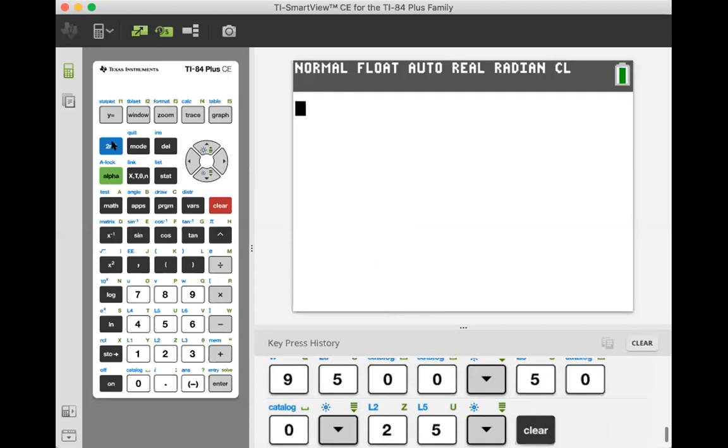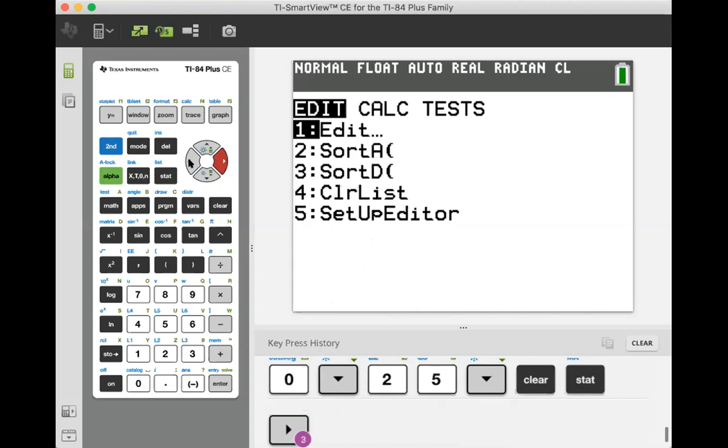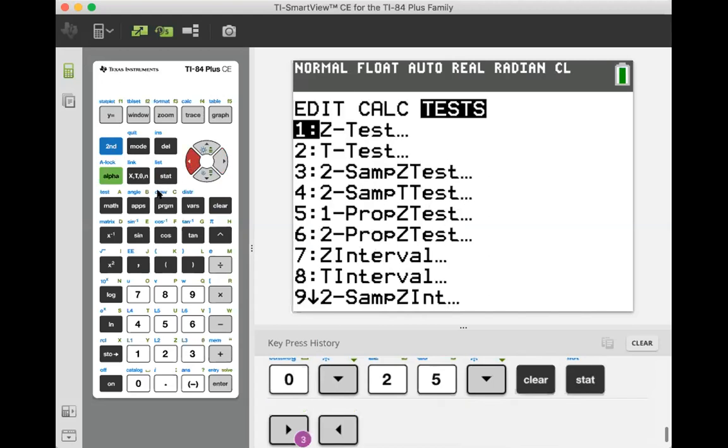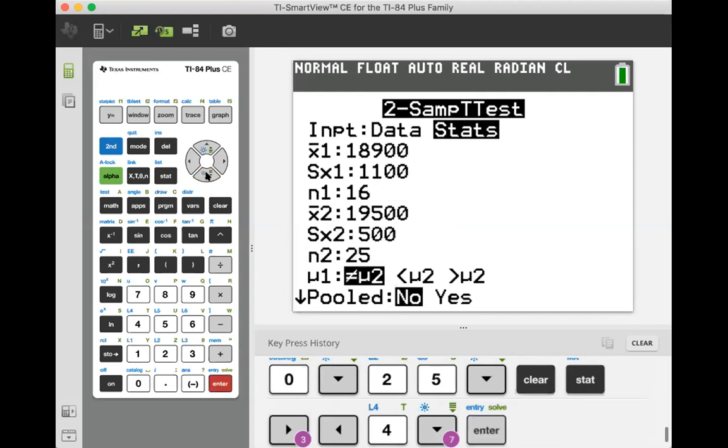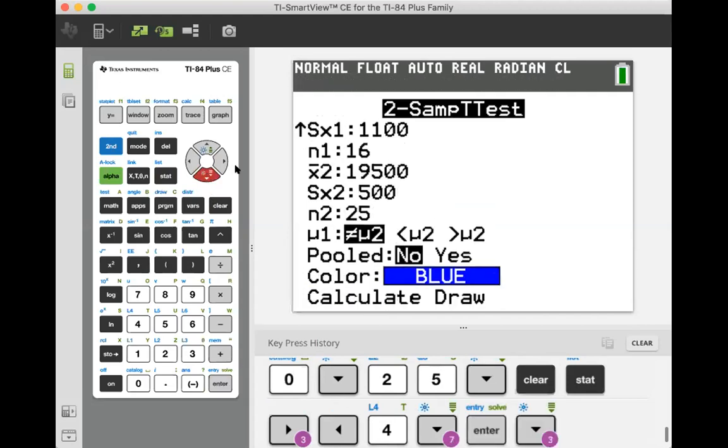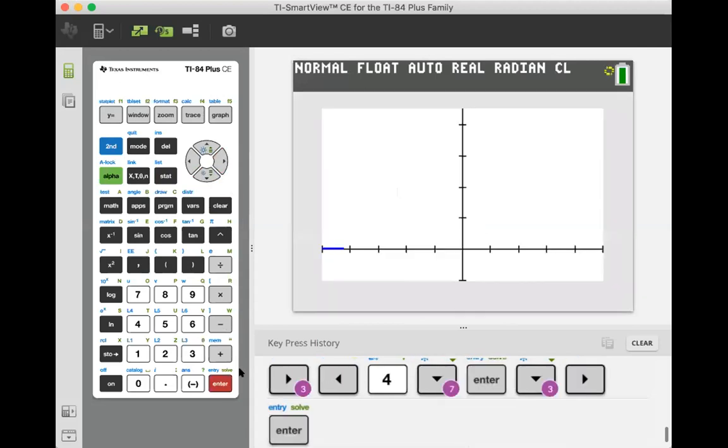Cannot believe I did that. All right, Stat, right arrow to Calc, 4. Numbers are still there. Highlight, enter, leave pooled at No, go over to Draw and hit enter.